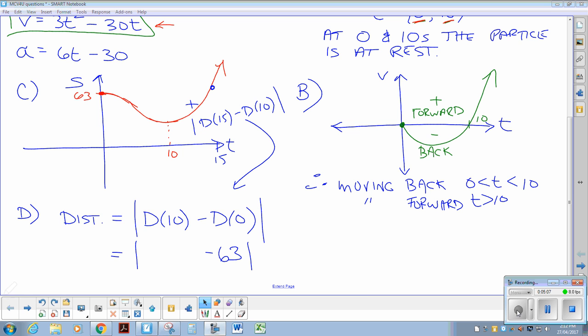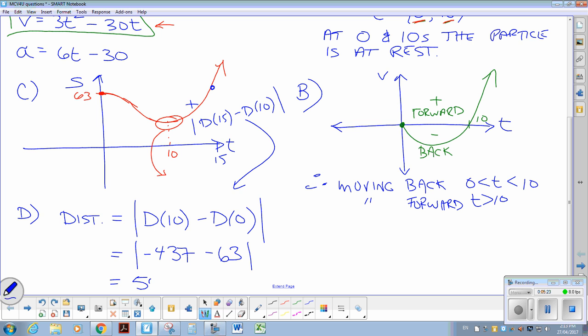According to my calculator, it's negative 437, so my sketch is obviously not even close because that's got to be way down lower. So if we take 63 away from that, take the absolute value, it means that the particle traveled 500, I believe it's in meters, 500 meters. Okay, so I'm not really worried. It's more the shape of the graph that you're worried about. If your sketch is that far off like mine, it's not a big deal.